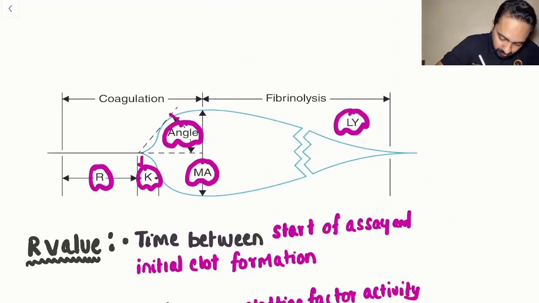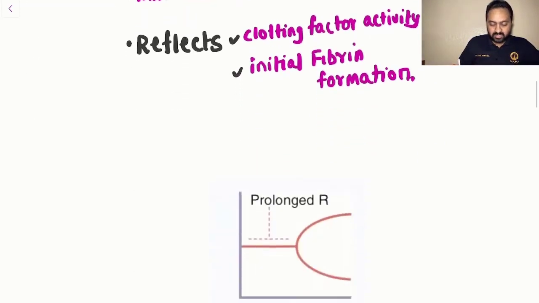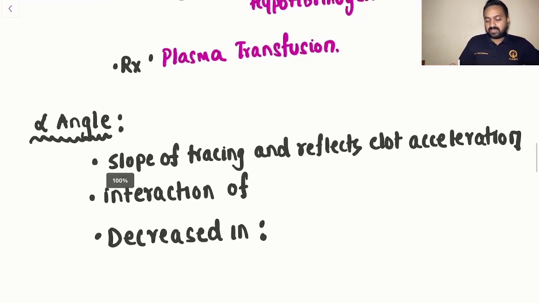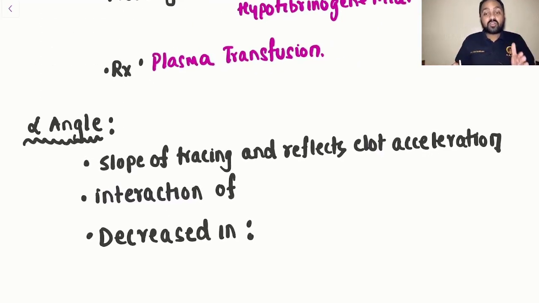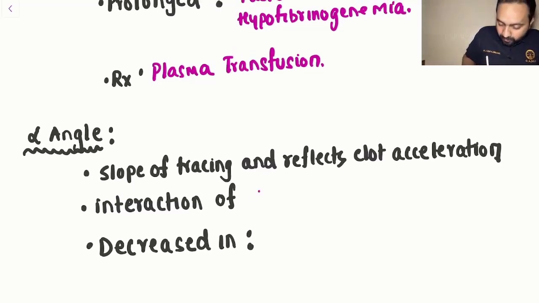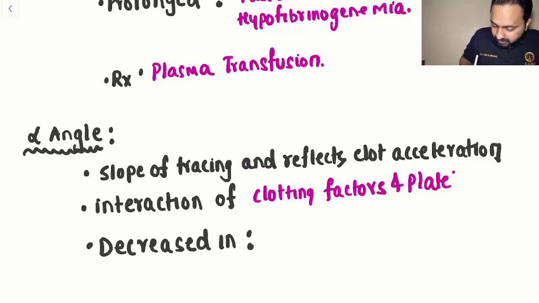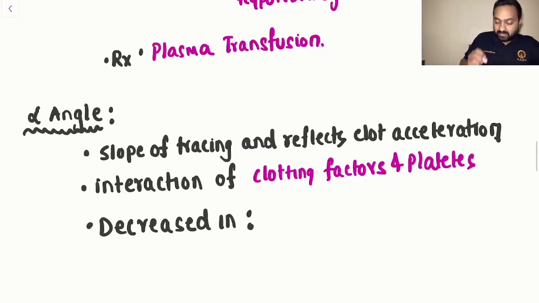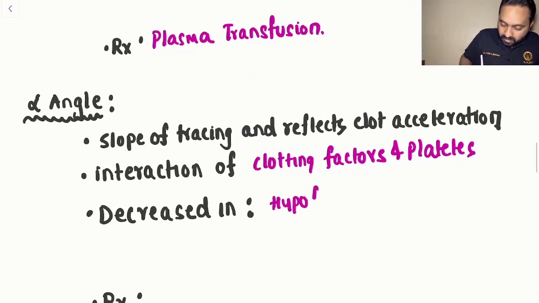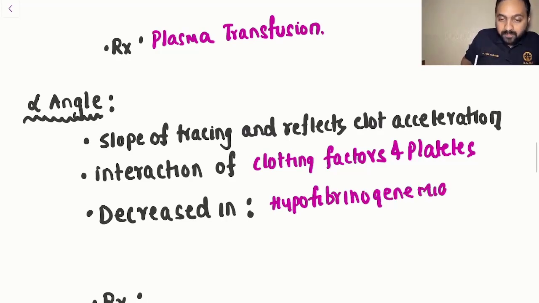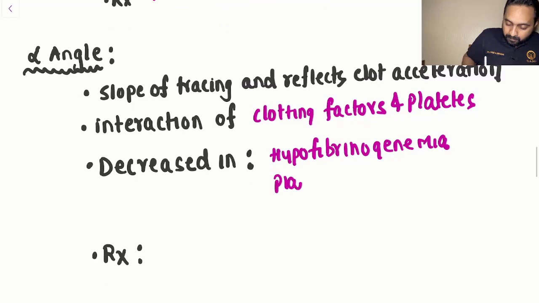Now this is your alpha angle, which is the slope of the tracing and it reflects your clot acceleration. Again, this is your interaction of clotting factors and platelets. Now it is decreased again in case of hypofibrinogenemia and platelet dysfunction.